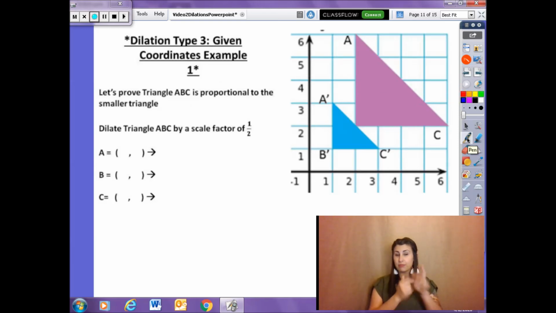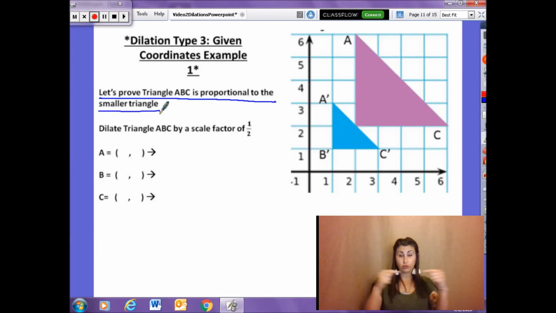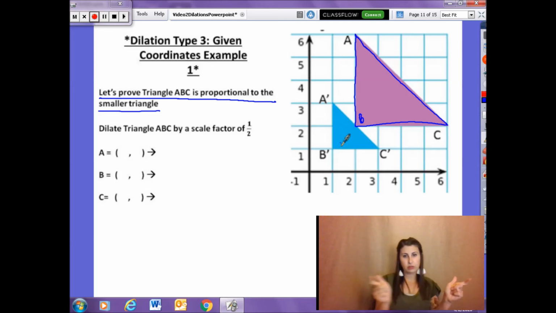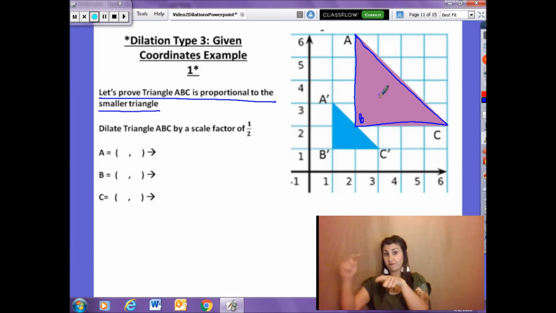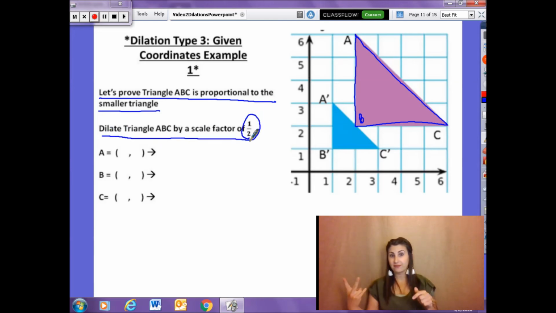So this is type 3, example 1. Let's prove triangle ABC is proportional to the smaller triangle. A, here's C, and this must be B right here. We're trying to prove that this larger one is proportional to this one, meaning that this smaller triangle is a dilation of this larger one. Okay, that they're similar. So let's dilate triangle ABC by a scale factor of 1/2.